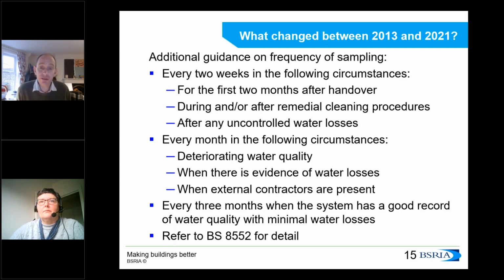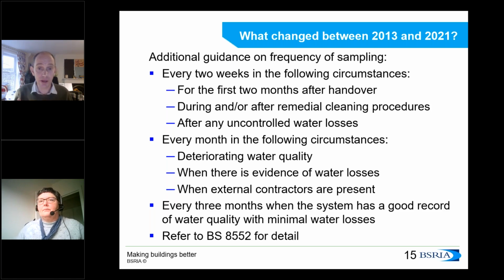We've got additional guidance on the frequency of sampling. So this is expanded and clarified compared with the 2013 version. So there are different circumstances in which sampling is required, or when I say required, recommended at different intervals. Ultimately, it would be up to the planner of the water treatment programme to determine the frequency of sampling based on what type of system they have and what the issues in the system are.